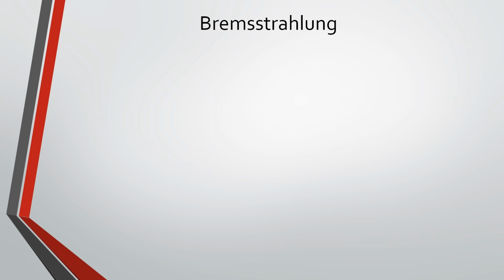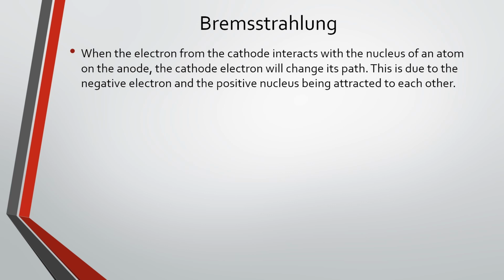So now we'll talk about the other type of X-ray production that can happen. That's called Bremsstrahlung, which is how it's pronounced. Bremsstrahlung X-ray production. When the electron from the cathode interacts with the nucleus of an atom on the anode, the cathode electron will change its path. This is due to the negative electron and the positive nucleus being attracted to each other.